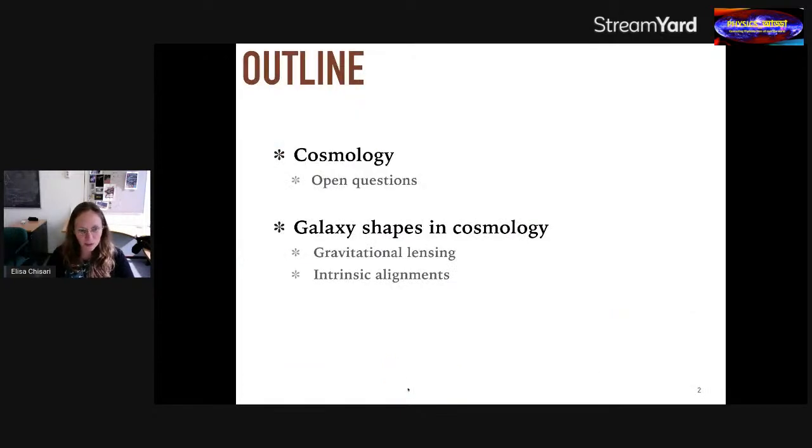The outline for this talk: we're going to be talking about what are the open questions when you think about the composition and evolution of the universe today. What do we know? What don't we know? And how can we use the shapes of galaxies to find answers to these open questions? And when I talk about the shapes of galaxies, we'll be talking about two phenomena. One of them is gravitational lensing, and the other one is intrinsic alignments of galaxies. And I'll say what these are and how they can help us in the future to answer these open questions.